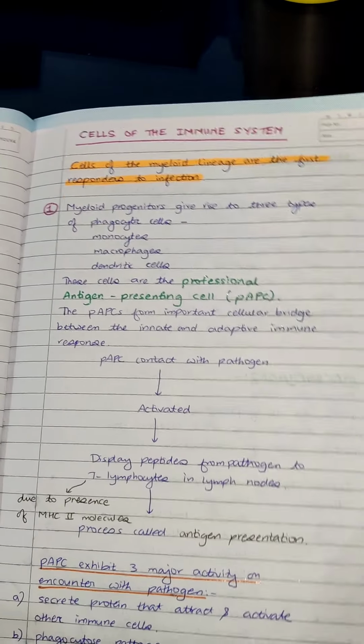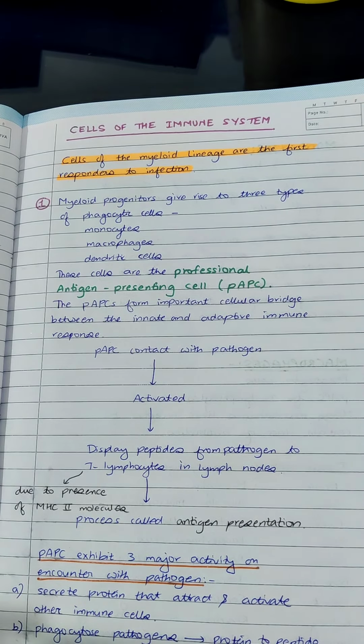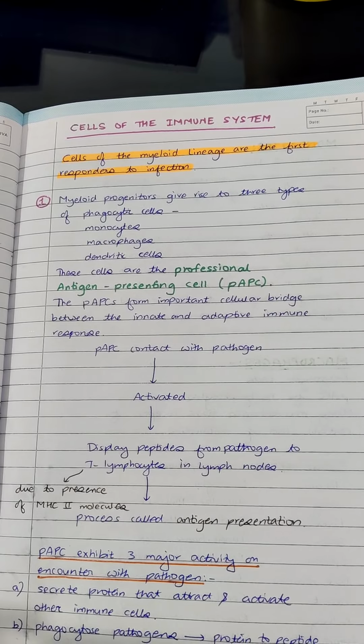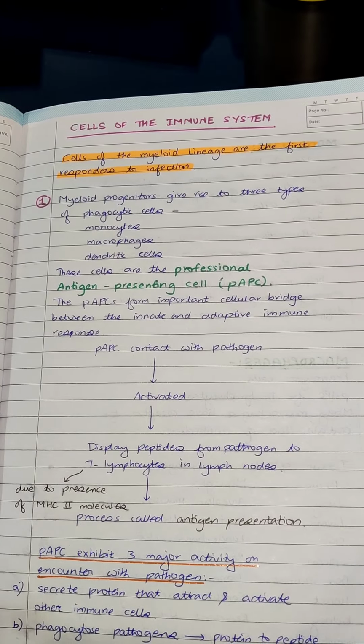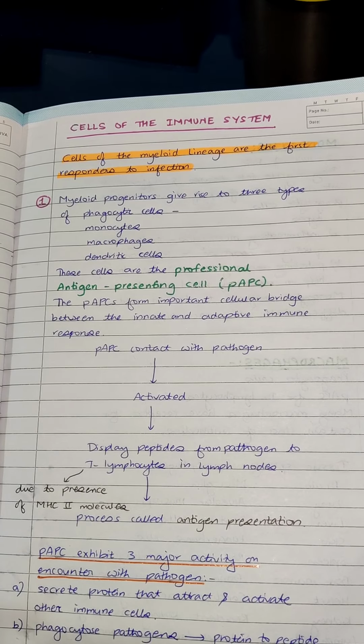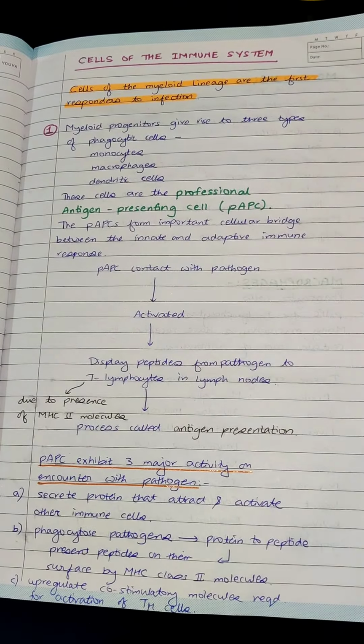Now coming to the cells of the myeloid lineage, that is the first line of defense. The myeloid progenitor cells give rise to three types of phagocytic cells: monocytes, macrophages and dendritic cells. These cells are called the professional antigen presenting cells, or in short form PAPC. From now onwards we will denote it as PAPC and not the full term. The PAPC form an important bridge between the innate and adaptive immune response.